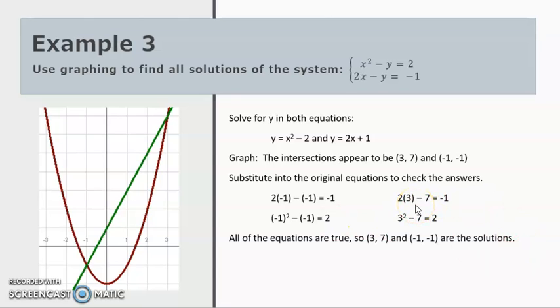Now we have to check the 3, 7 point. So I did 2 times 3 minus 7 equals -1, and that is true. And then in the other equation, I did 3 squared minus 7 equals 2, and that is true as well. Since all of these are true, both points are solutions. Now, if you had checked your answer and this equation here did not work, then 3, 7 may not be a solution. Just double check your math to make sure that you did it correctly. If it doesn't work, it's not a solution, and you would only keep the one point.